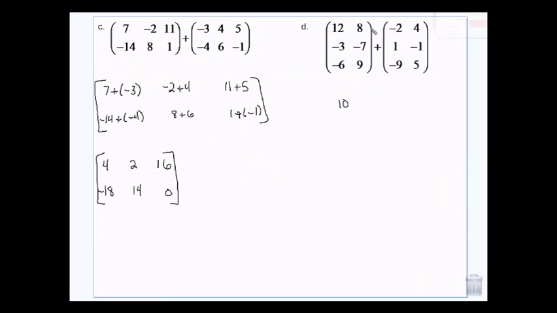12 plus negative 2 is 10. 8 plus 4 is 12. Negative 3 plus 1 is negative 2. Negative 7 plus negative 1 is negative 8. Negative 6 and negative 9 gives me negative 15, and 9 and 5 gives me 14.